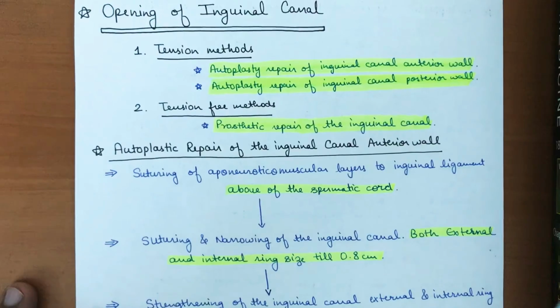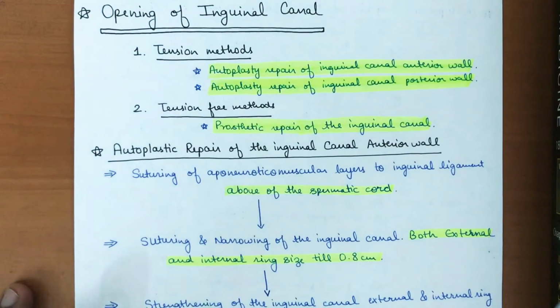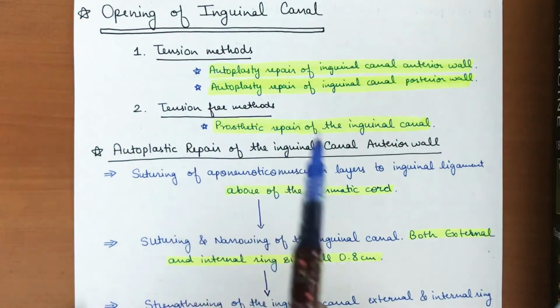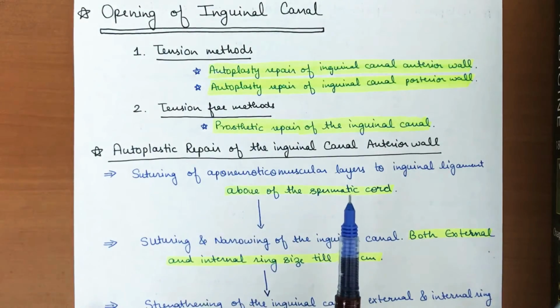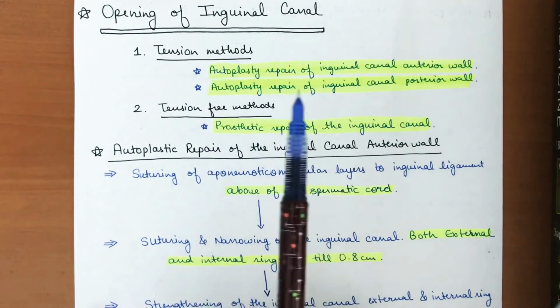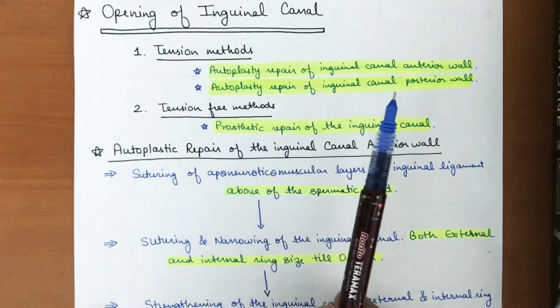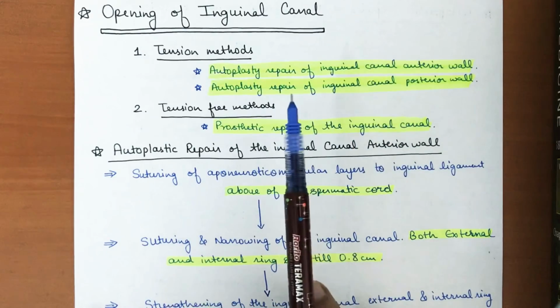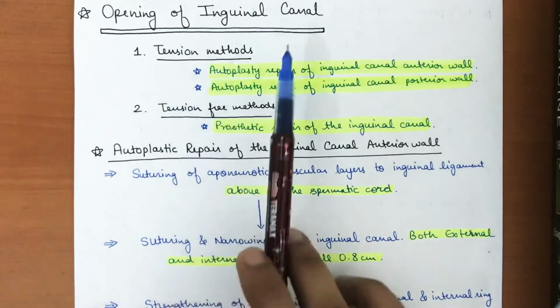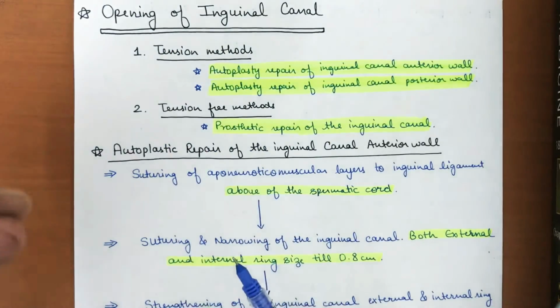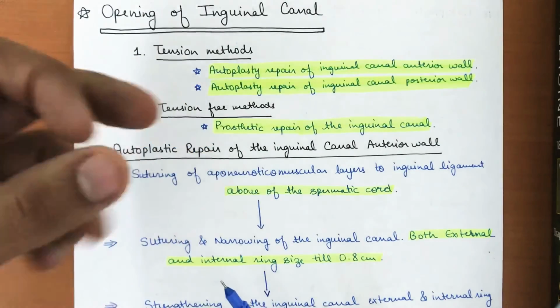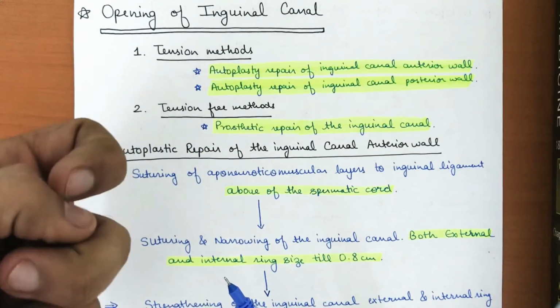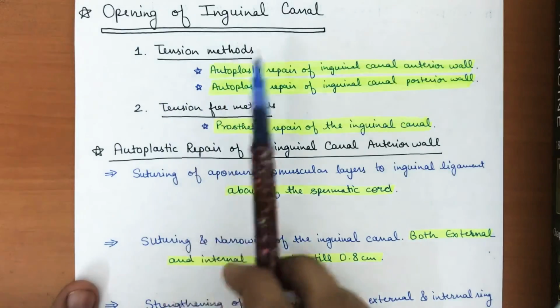When we open the inguinal canal, we use mainly two methods. One is the tension method, another is the tension free method. So what are the tension and tension free methods? In the tension method, we do the autoplastic repair of the inguinal anterior wall and posterior wall, using our own body muscles or aponeurosis. These are tension methods, because we will be pulling some aponeurosis of the muscle and ligating it to the inguinal canal. So in this there will be tension present.